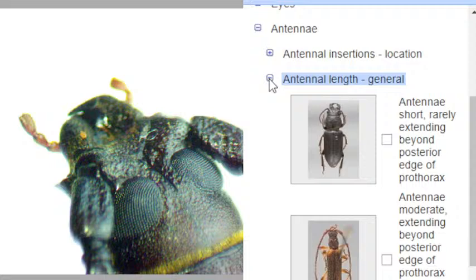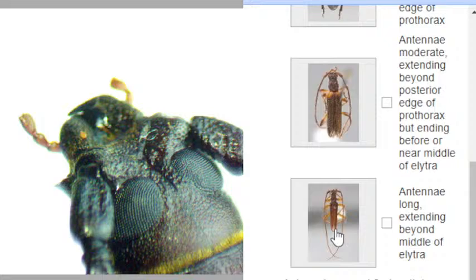The antenna length in general. So if the antenna are short, if they are moderate, extending beyond the middle, or if they extend beyond the posterior edge of the prothorax but end before the middle of the elytra. We're going to go right here.